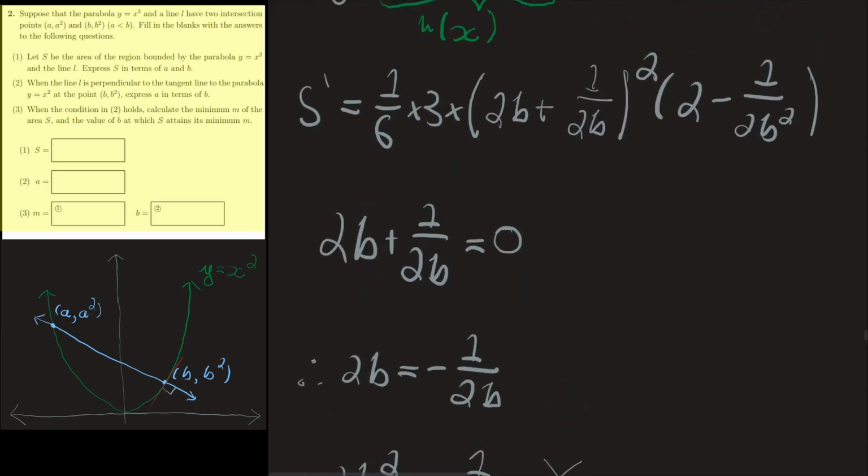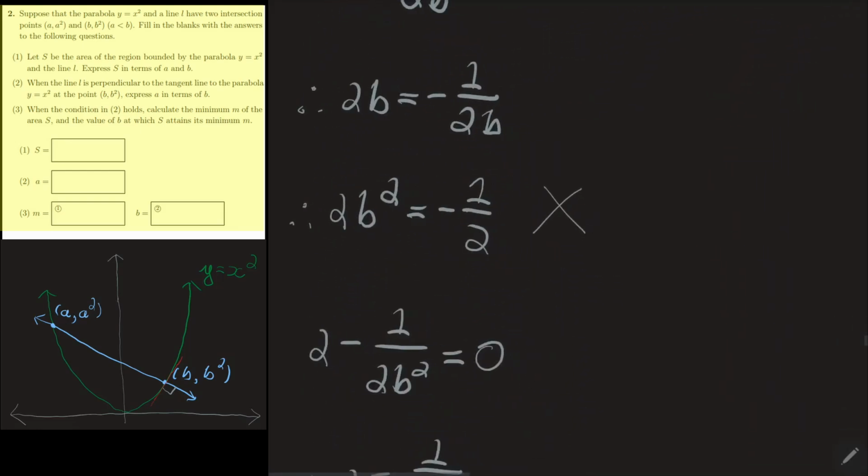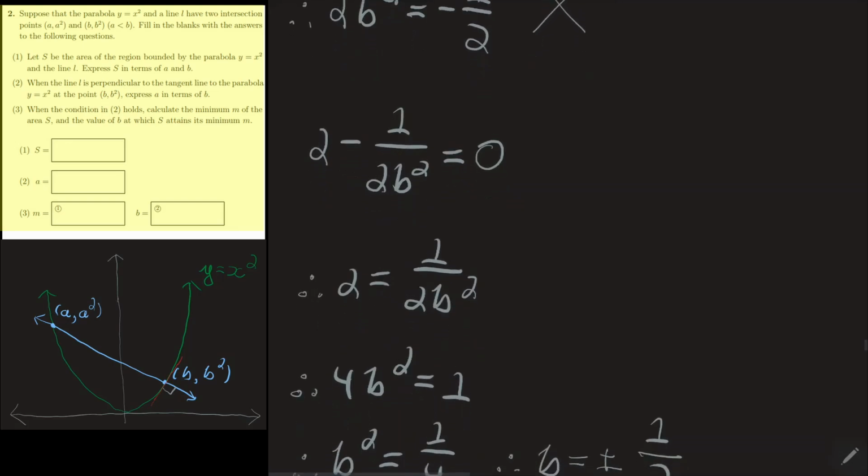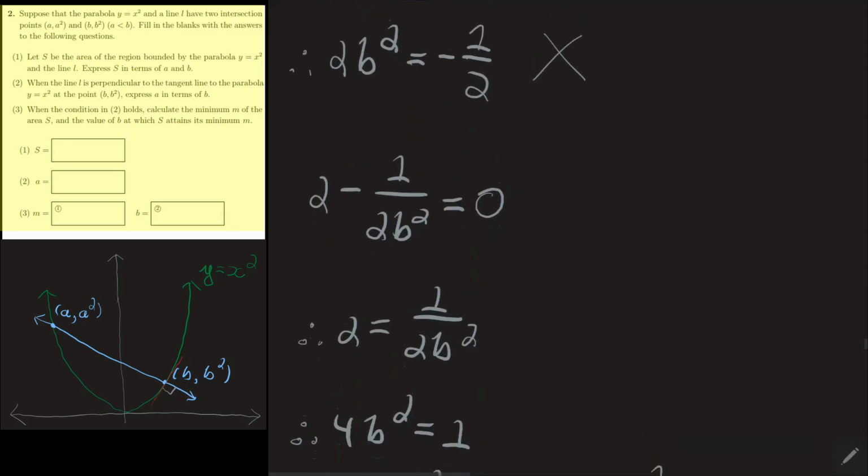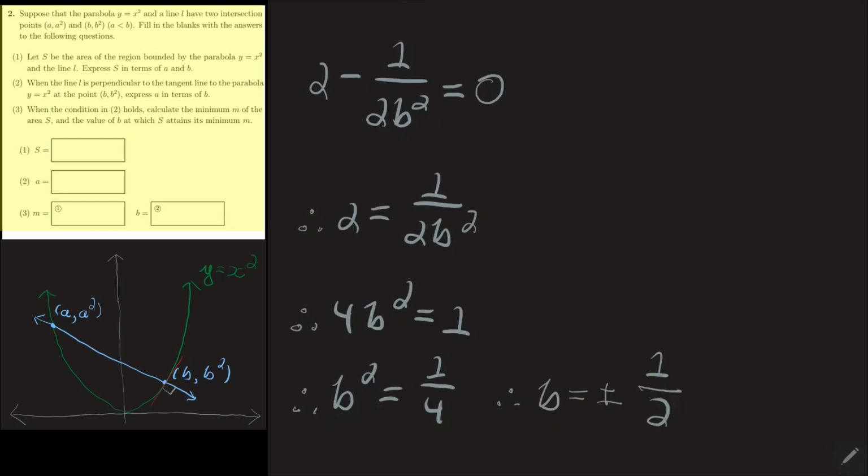So instead, let's try making this other bracket equal to 0. So 2 minus 1 over 2b squared. If we make this equal to 0, then we end up with 2 equals 1 over 2b squared, which becomes, when we multiply both sides by 2b squared, 4b squared is equal to 1, which means b squared is equal to 1 over 4, which means b is equal to plus or minus 1 over 2. So we have two possible answers, right? B could either be 1 over 2, or it could be negative 1 over 2.